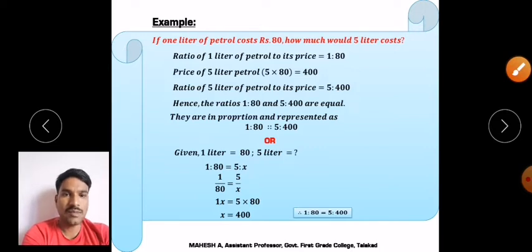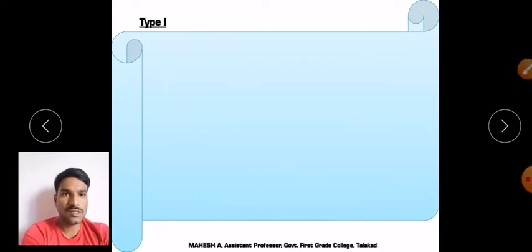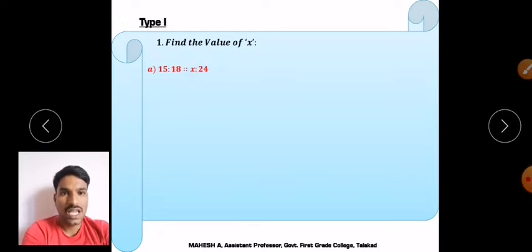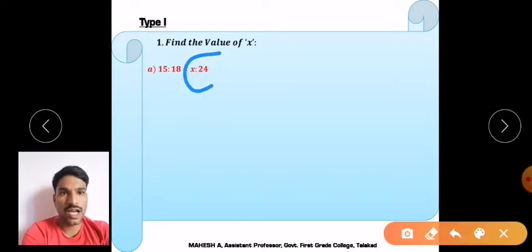Now we shall have some illustration for your examination purpose. So first we shall have type 1 questions, that is calculation or finding the value of x. So here I have segregated some kind of questions which carry a similar or same kind of calculation. So I made it as type 1 problems. Under this, you should find the value of x. The first illustration is 15 is to 18 is equal to x is to 24. In this proportion, you should calculate the value of x.